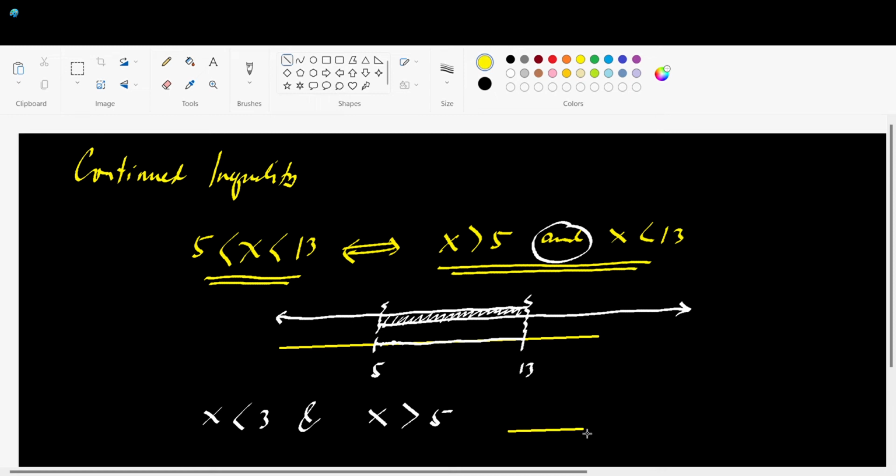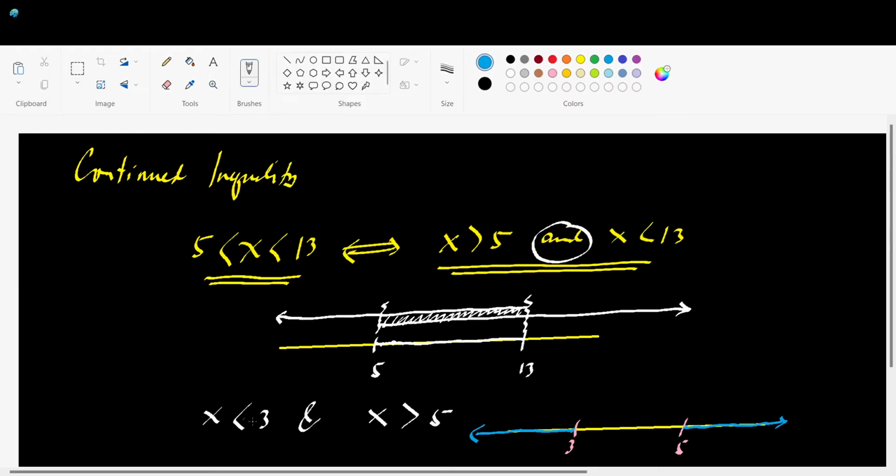So let us draw a number line and let us indicate the numbers 3 and 5. X less than 3 refers to these numbers, while x greater than 5 refers to all these numbers. And see that there is no intersection between these two sets of numbers. So therefore, you cannot write this as a continued inequality. Alright? We cannot write this as a continued inequality.